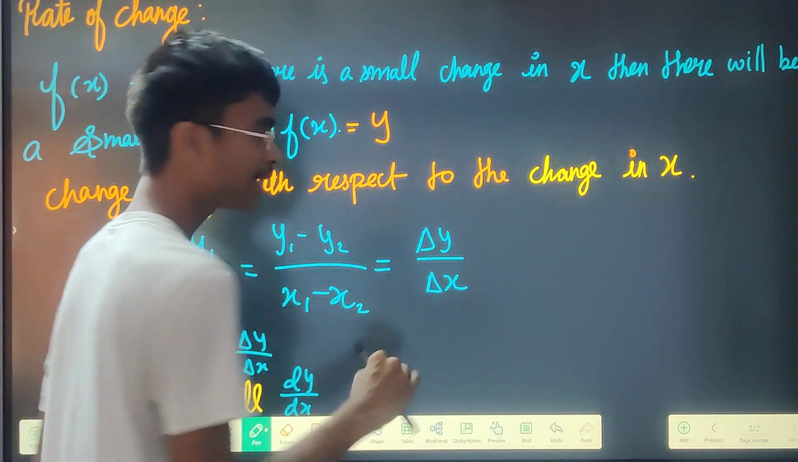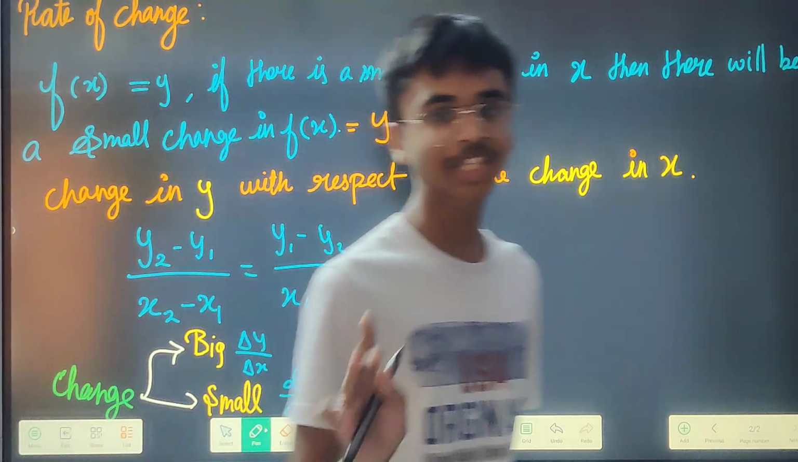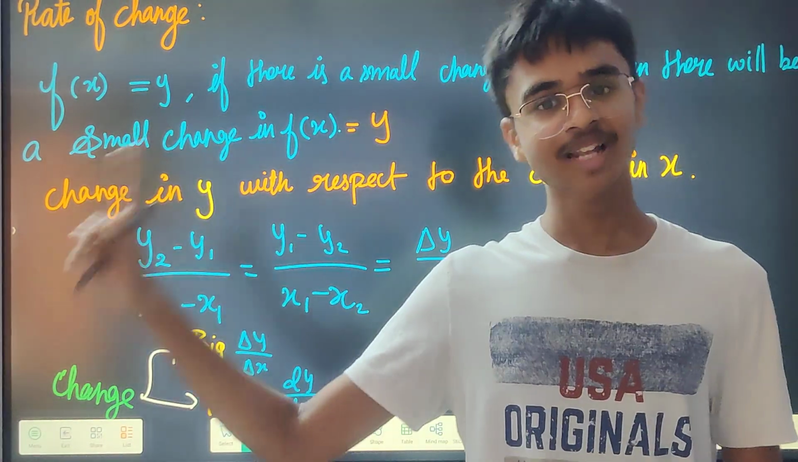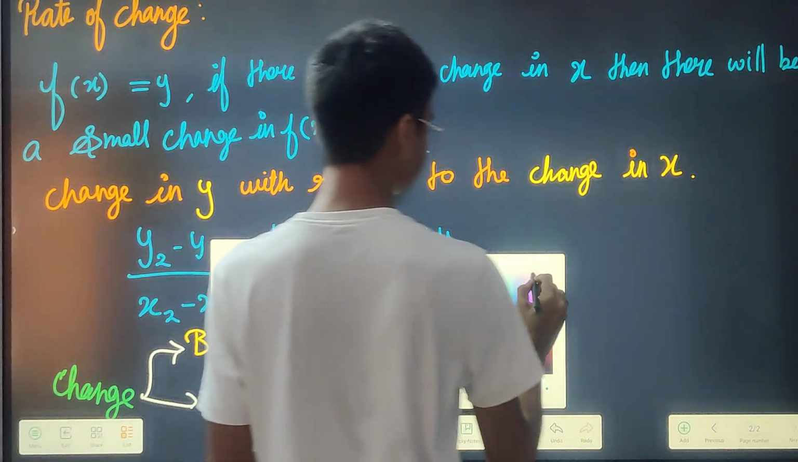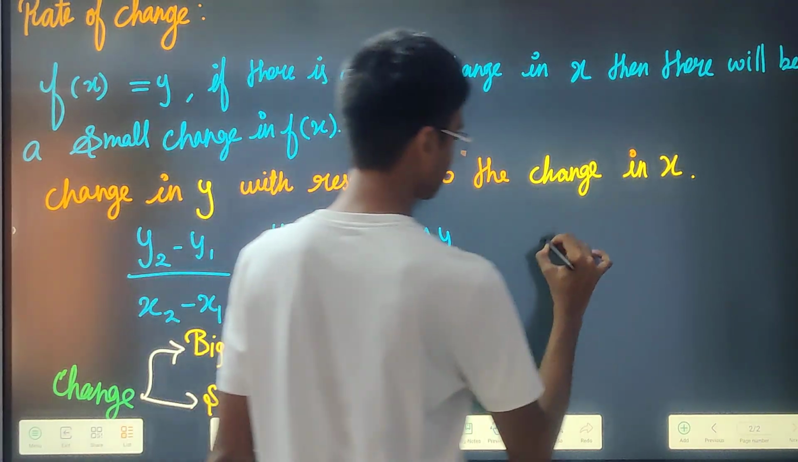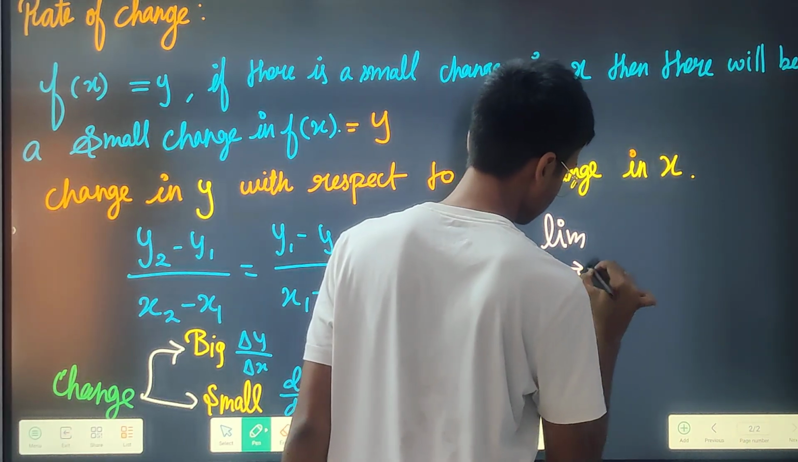Okay, so whenever it is tending towards 0, then what do we use? The word tend means limit. Okay, class 11th we all have studied it. So limit we will have to use. So limit where dx tends towards 0.